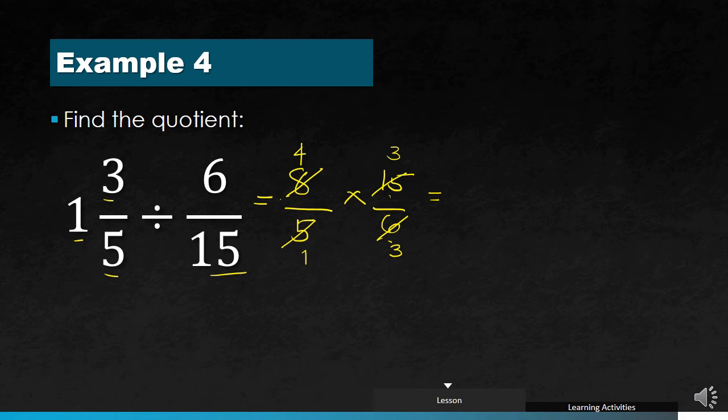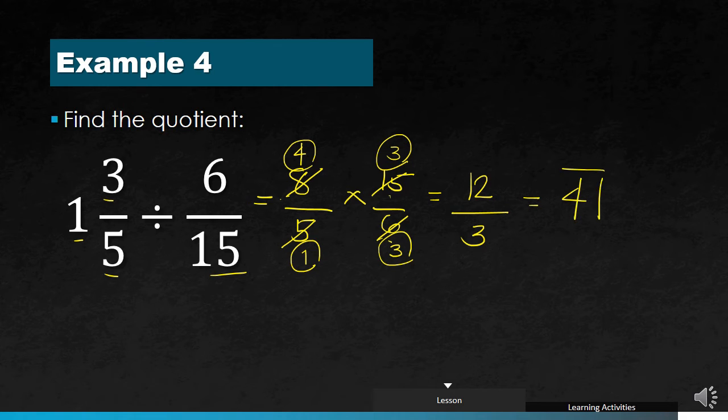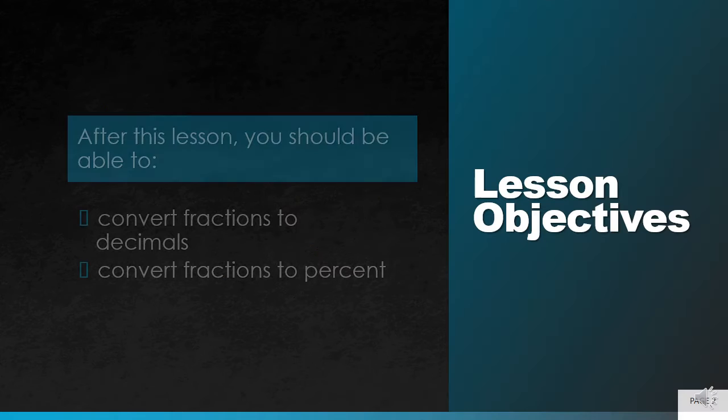Now let's proceed with multiplication. 4 times 3 gives you 12, over 1 times 3 gives you 3. So 12 over 3, if we simplify that, is just equal to 4. Then this is your final answer.